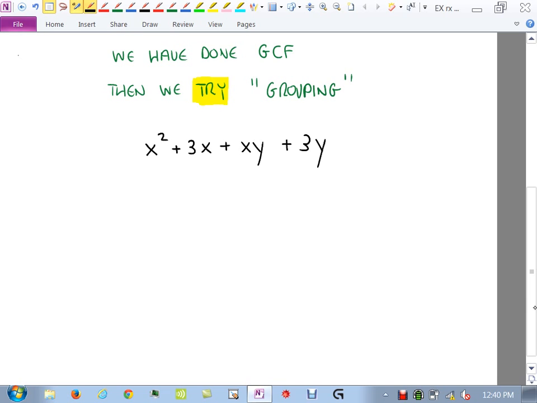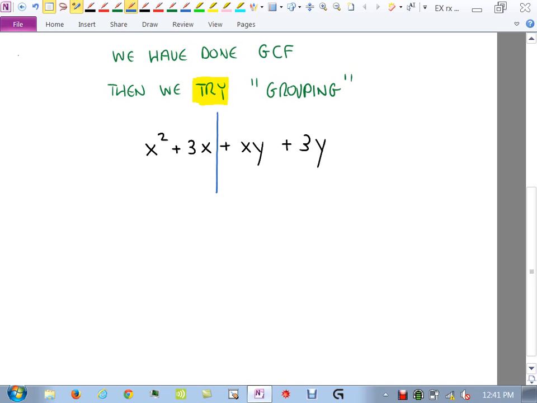With grouping, what you do is you take 4 terms and you split them in half. So instead of looking at it as 4 terms, you look at it as 2 and 2. And where you split it is immediately after the second term. So my first term is x squared, then plus, my second term is 3x. Right after the x, I'm going to draw a line that separates the first 2 and second 2.